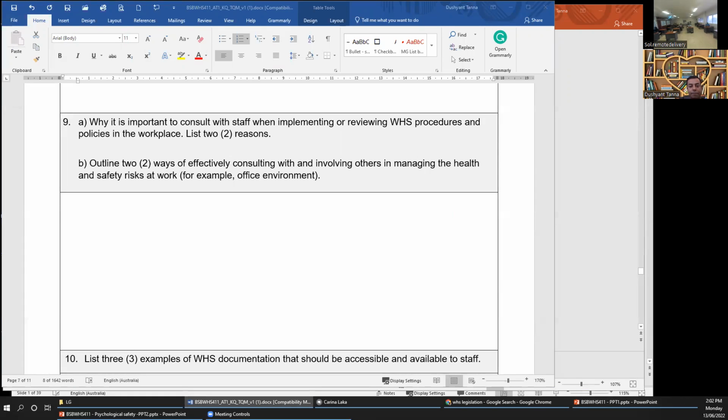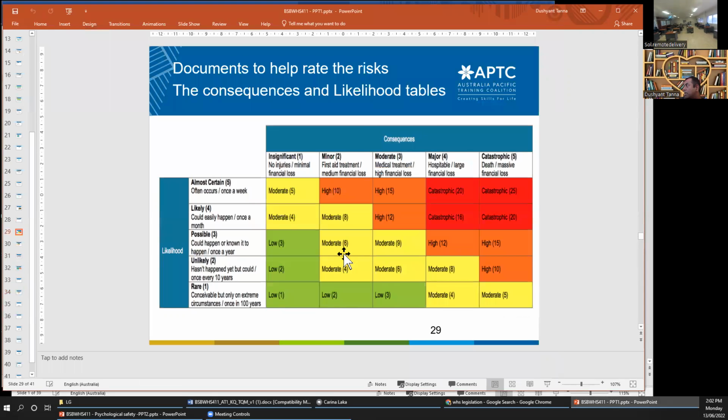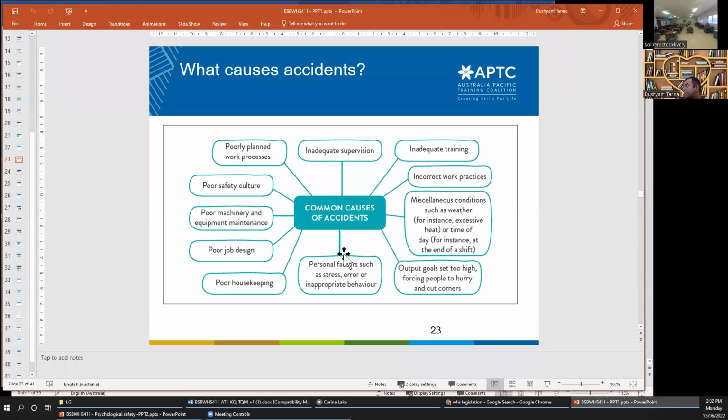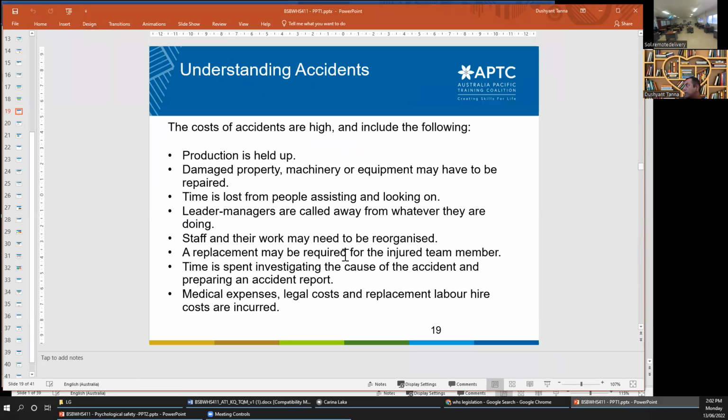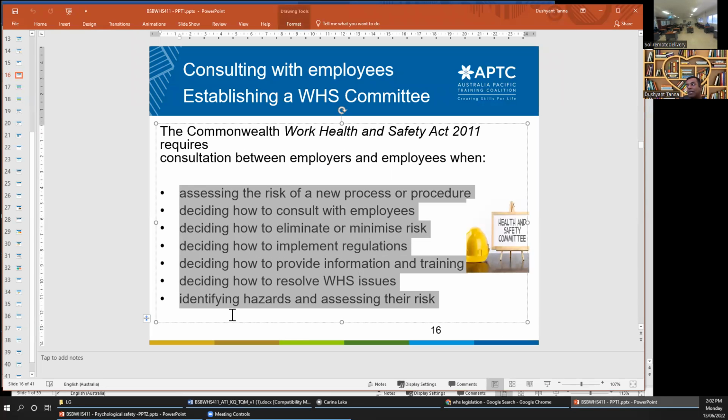Question number 9. Why is it important to consult with the staff when implementing or reviewing WHS procedure policy in a workplace? List 2 reasons. Again, it can be found here. Yes, consulting with employees. We got 7 steps or important aspects.